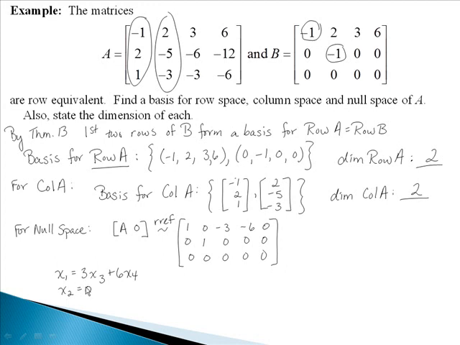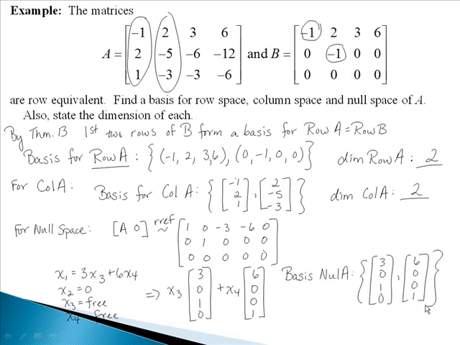x2 is equal to 0, and then x3 is free and x4 is free. So I have x3 times (3, 0, 1, 0) plus x4 times (6, 0, 0, 1). And so these two vectors in our general solution are going to be in the basis for the null space of A. So I've simply written the basis for the null space as a set containing those two vectors. And since our basis set had two vectors in it, we know the dimension of the null space is 2.